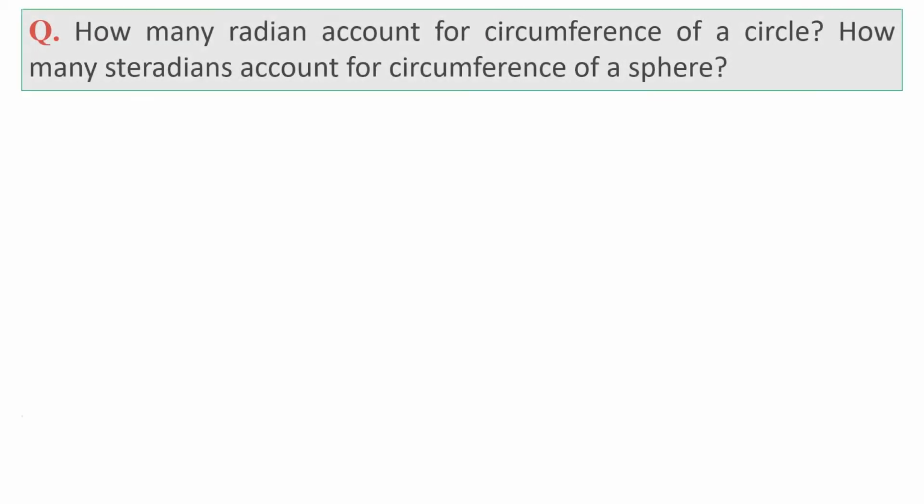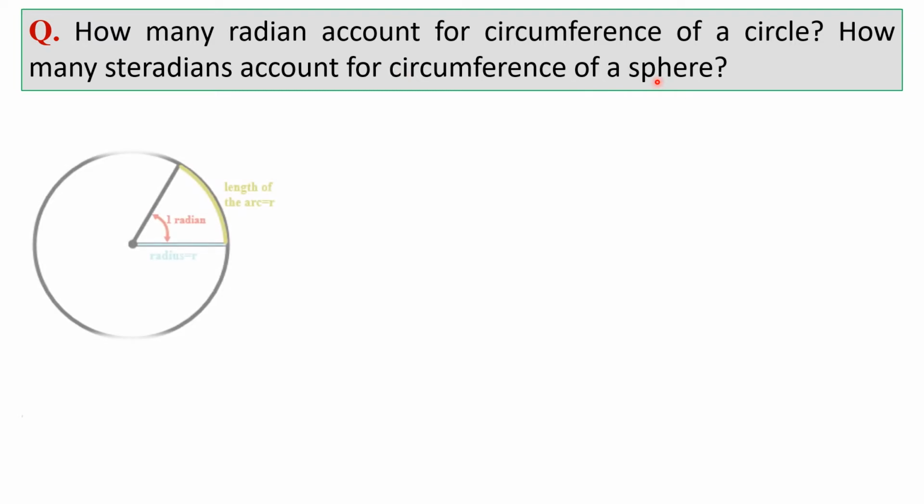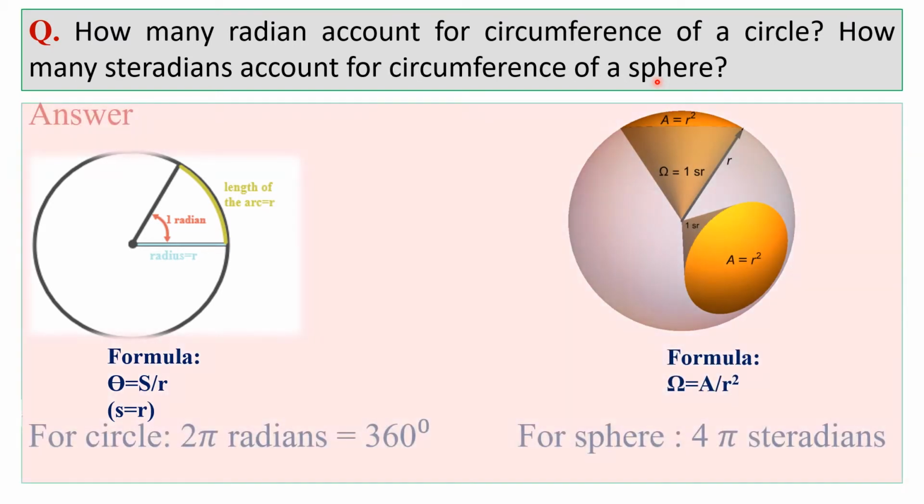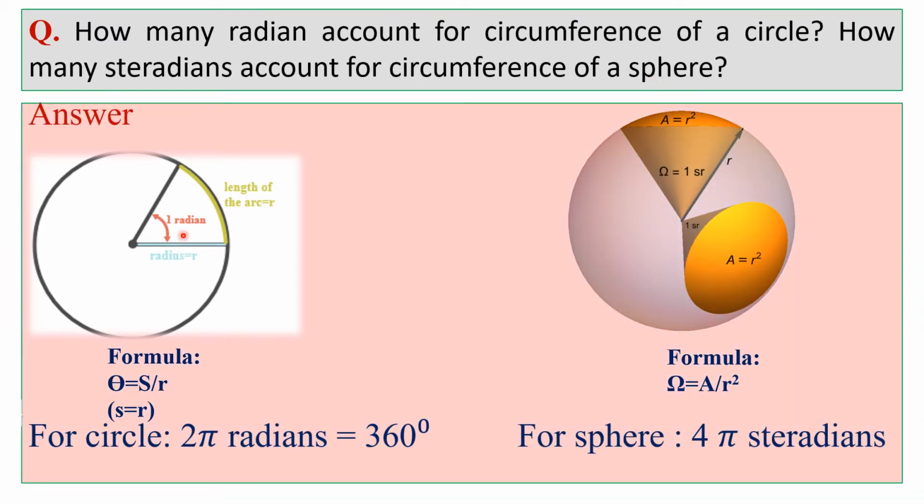Question: how many radians account for circumference of a circle? How many steradians account for circumference of a sphere? For more understanding of supplementary angles, you can listen to the previous lectures. For a circle, 2 pi radians is equal to 360 degrees, and for a sphere, 4 pi steradians account for circumference of a sphere.